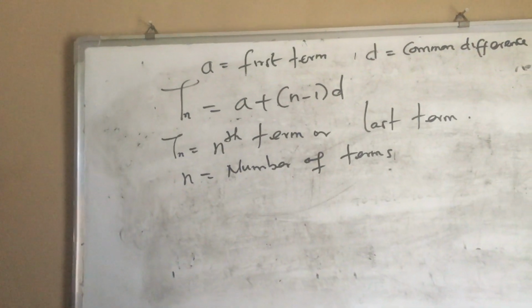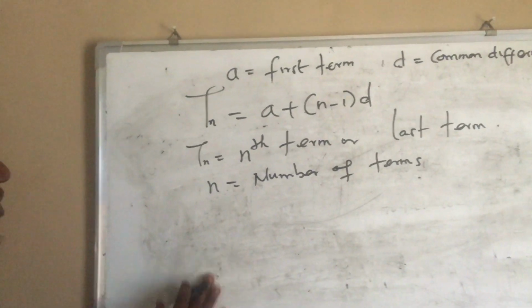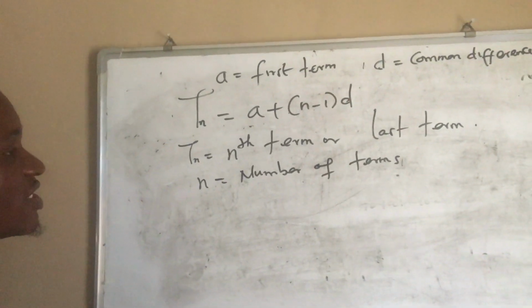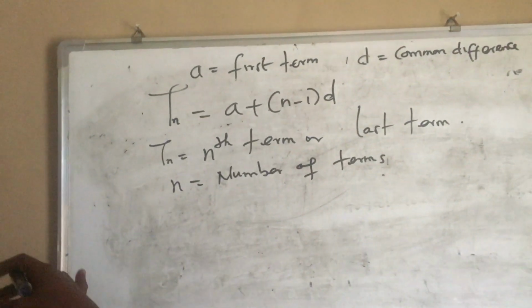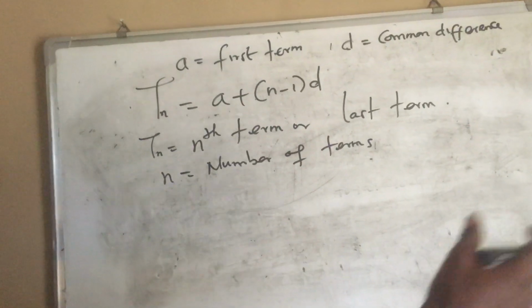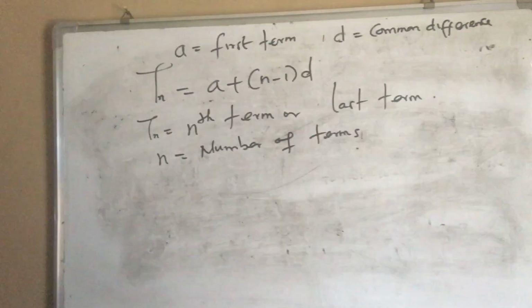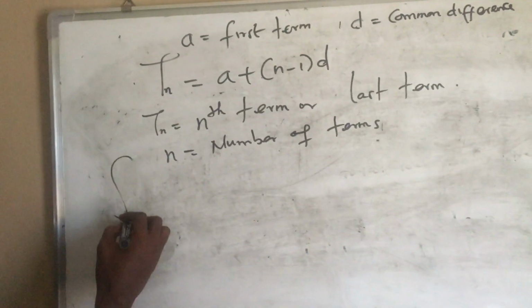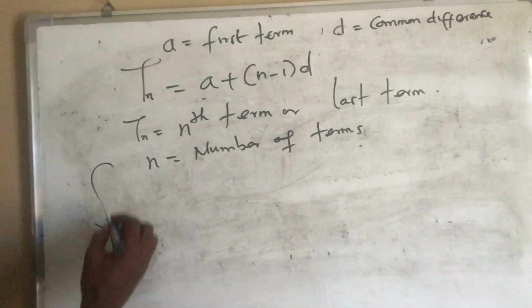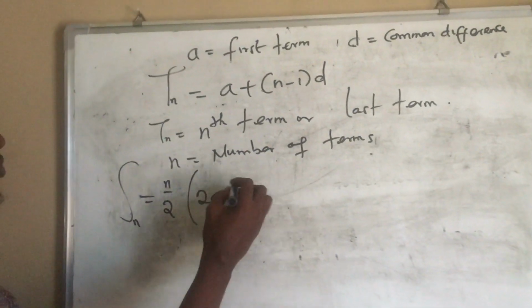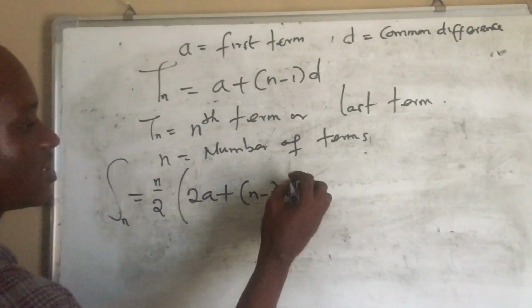Also, there is what we call the sum of an AP. There is a formula for the sum of an AP. For example, we can be asked to find the sum of the first 25 terms. Instead of getting the first term, second term, and adding them together, you can just use this formula: Sn = n/2 (2a + (n - 1)d).